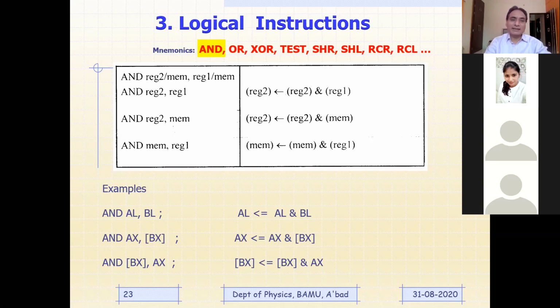As far as logical ANDing is concerned, you need to understand a common definition of logical ANDing: whenever one of the inputs is absent, the output is going to be absent. When one of the inputs is absent, the output is going to be absent.